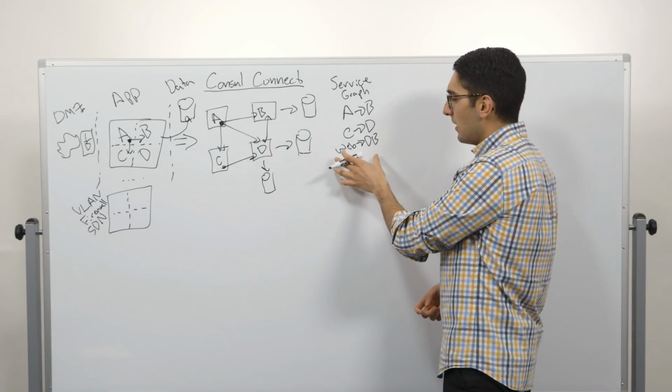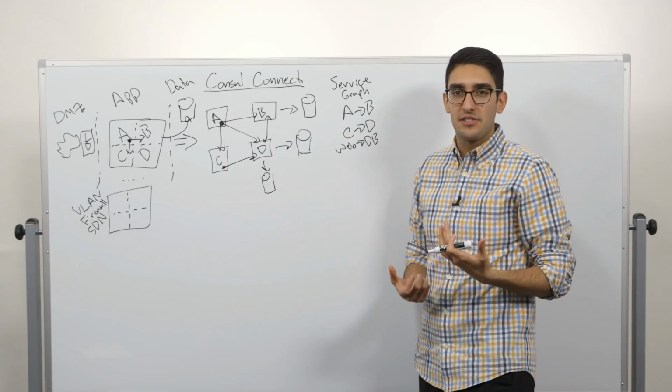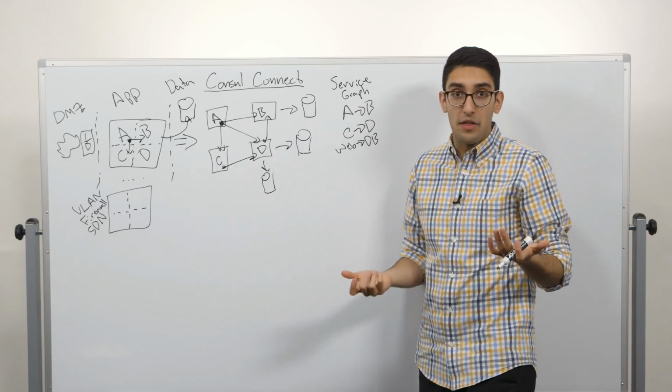Then the challenge we run into is, well, great, we've said A can talk to B. Where do we get a sense of, is this A talking to me or is this some other random service?